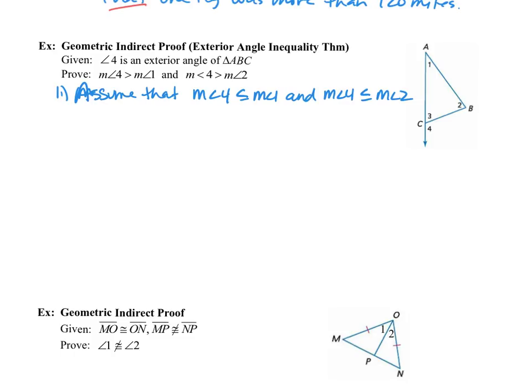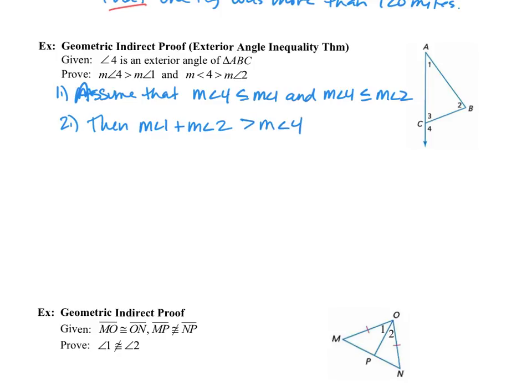Okay, well, if we assume that to be true, then in step number 2, what that means is the sum of the measure of angle 1 and the measure of angle 2, now let's think about this. If we're assuming that the measure of angle 4 is less than or equal to the measure of angle 1, we could turn that around and say the measure of angle 1 is greater than or equal to the measure of angle 4, and the measure of angle 2 is greater than or equal to the measure of angle 4. So if both 1 and 2 have measures at least the measure of angle 4, then their sum would be greater than the measure of angle 4.